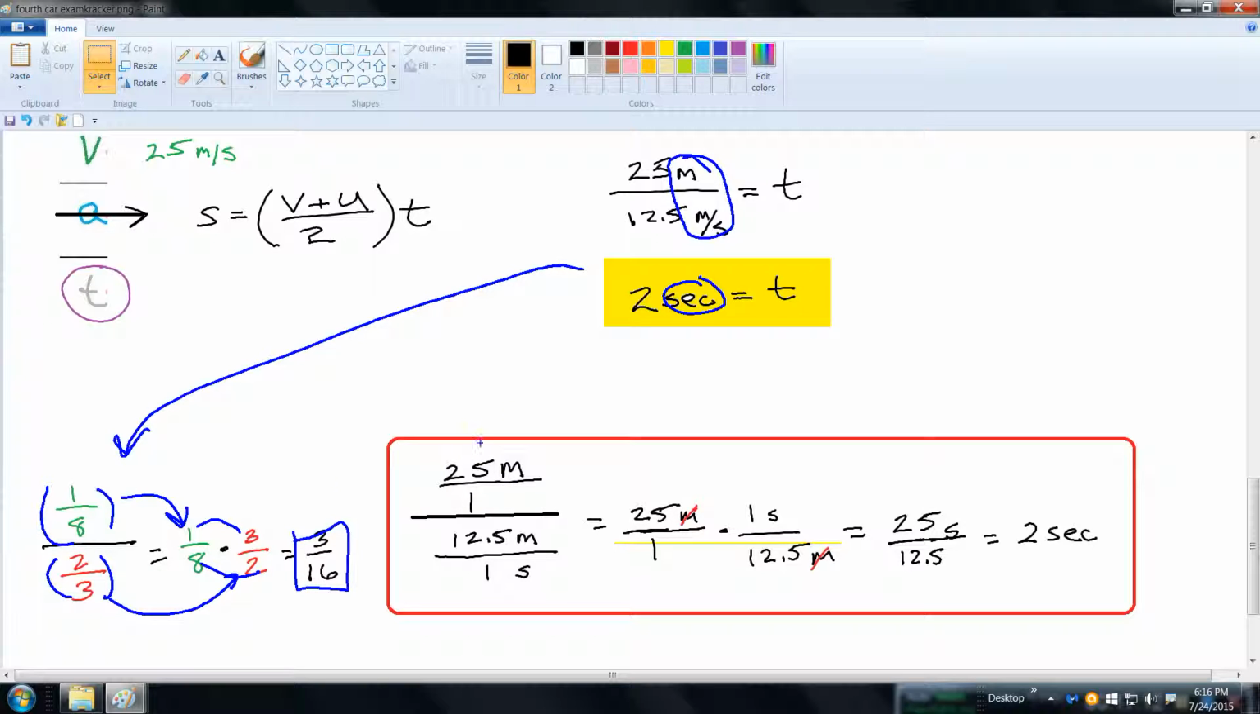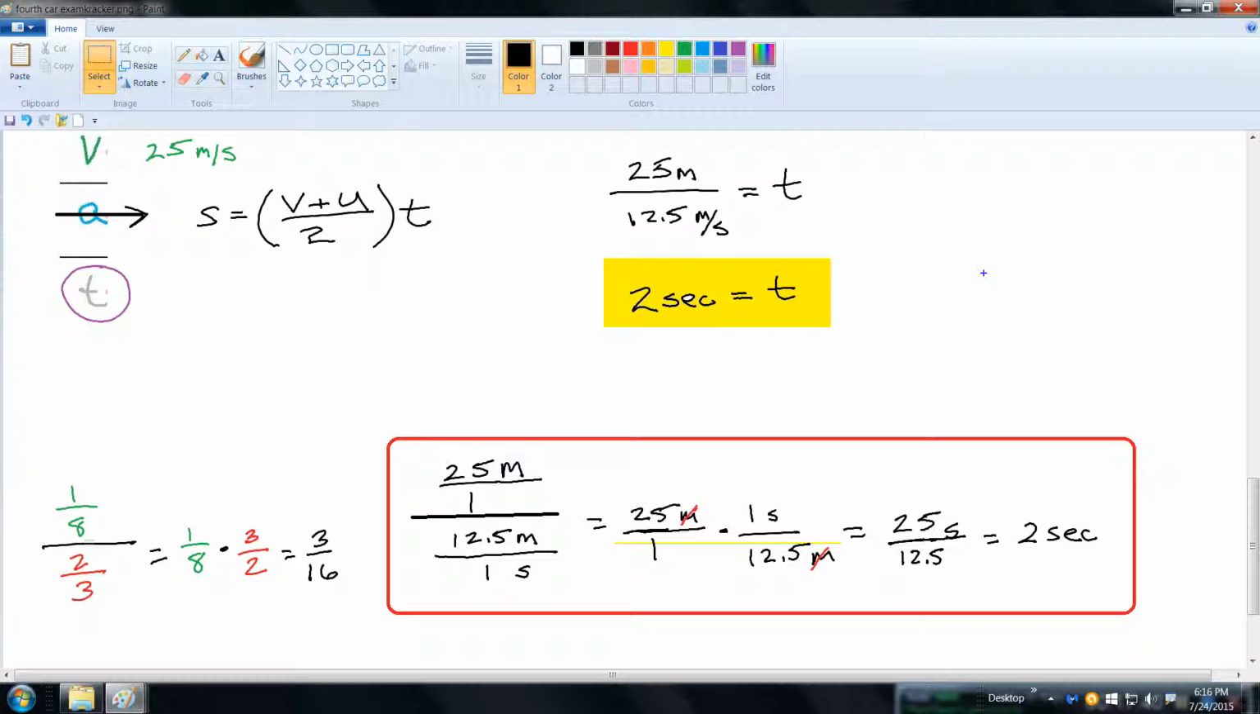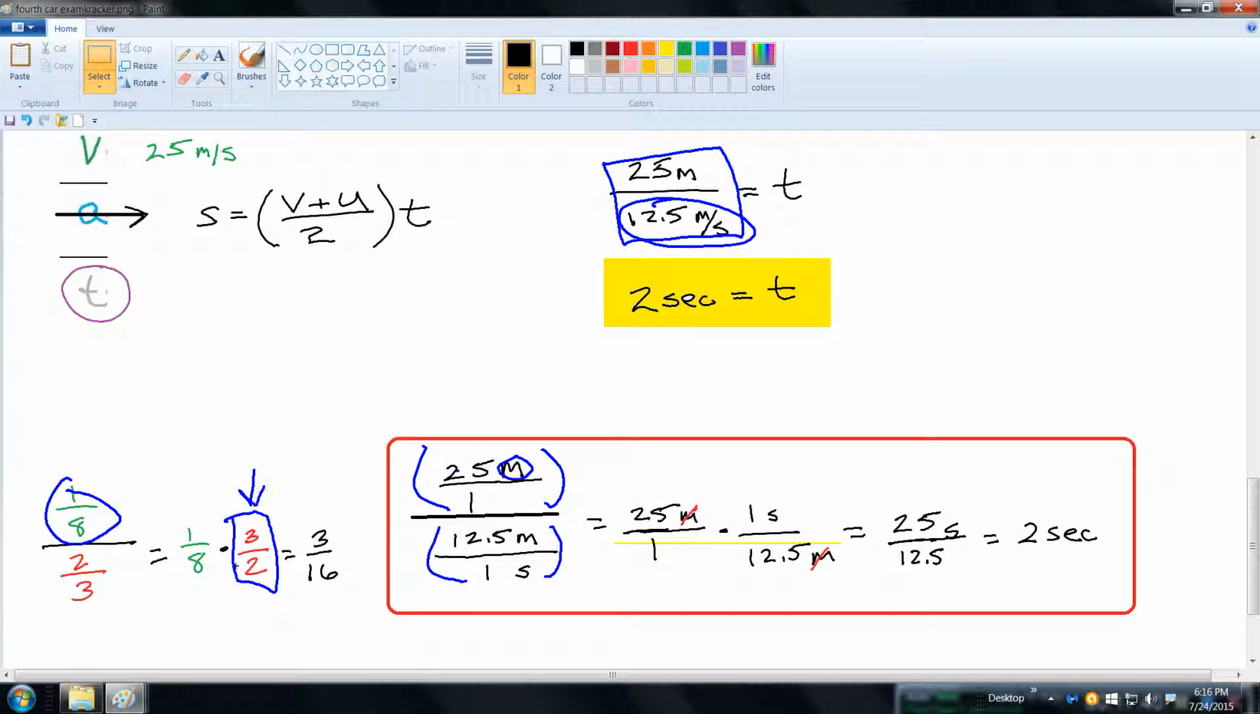Okay, so we're going to do the same thing with this problem, with this setup here at this point. What I'm going to do is turn 25 meters into a fraction like this. So it's going to be 25 over 1 meters on top. And then on the bottom, 12.5 meters per second, I'm going to write that as a fraction. So we've got a fraction over a fraction. And so again, just like we invert and multiply this, invert that, and then multiply, we're going to invert this.